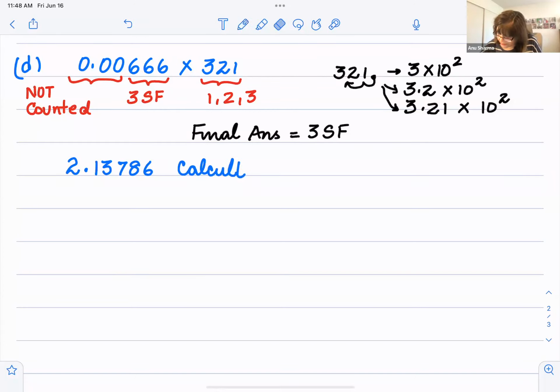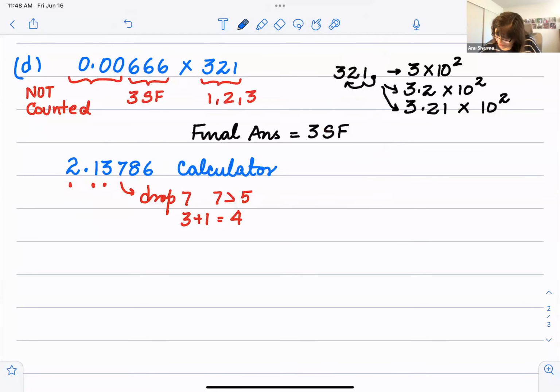Okay, now this number has to be made into 3 significant figures, which means we're going to keep this number and this number, but we're going to drop the 7. 7 is more than 5. Therefore, 3 plus 1 becomes 4. So now your number becomes 2.14.